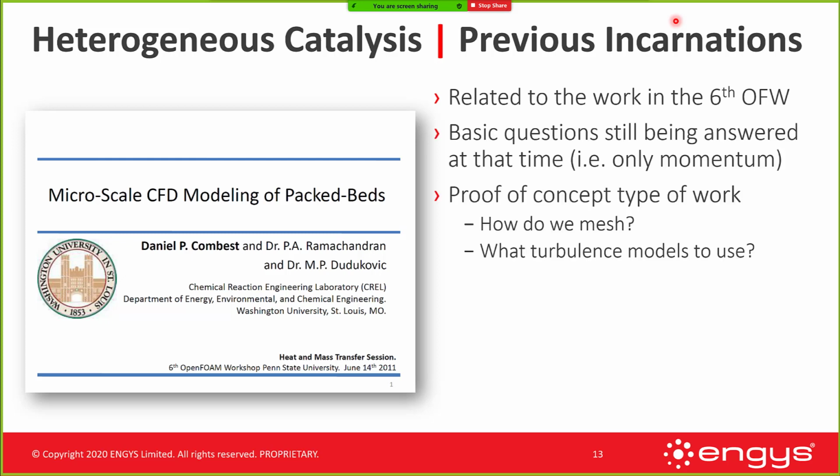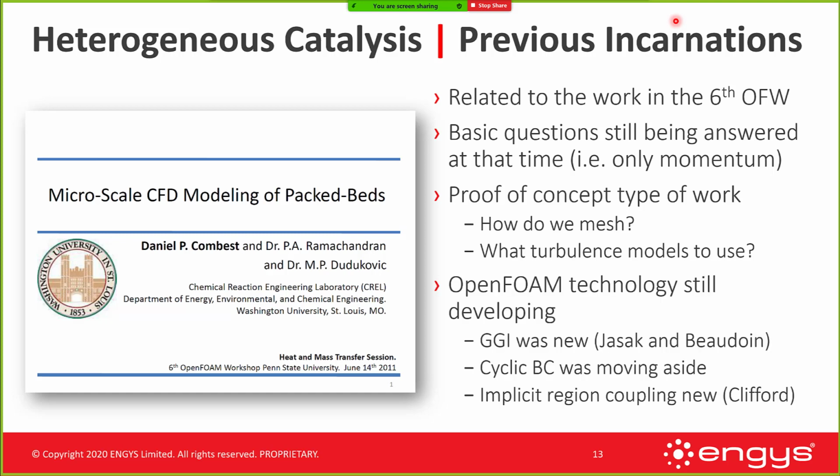I think back then I was answering basic questions still being answered. So I really did a lot of work on the momentum transport. A lot of it was proof of concept. How do we mesh? What's the mesh composition? What do the layers need to look like? How many layers do we need? What's sufficient? What turbulence models should be used?